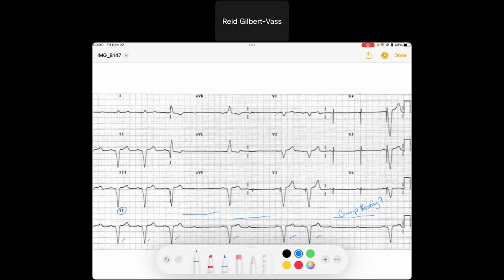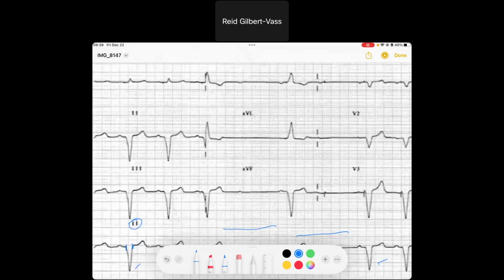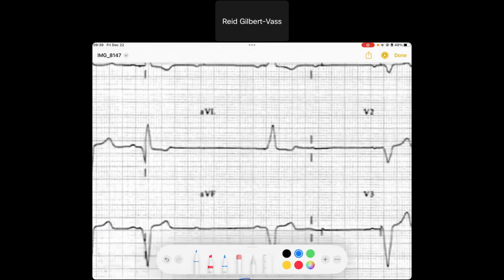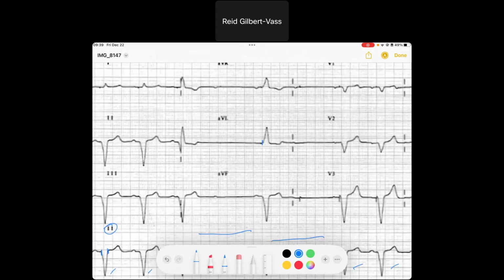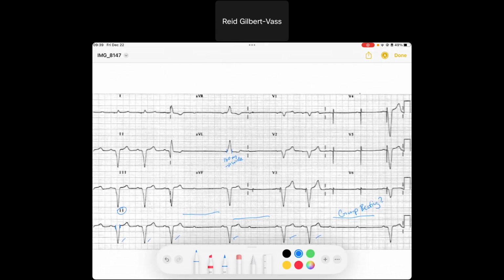I see that my QRSs appear to be wide. If I zoom in, say on this here in AVL, I would say these QRSs maybe are 160 milliseconds. So wide. We know that wide QRSs can be caused by things that cause the ventricles to be depolarized not through the typical His-Purkinje highway system. So that's just my first start here. What is going on with this EKG?